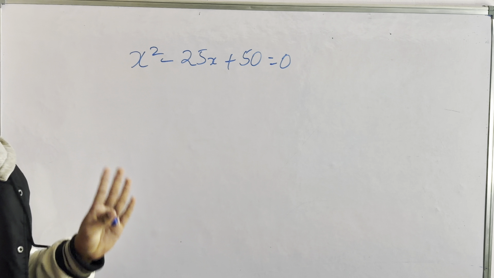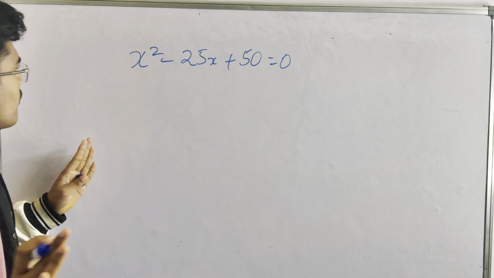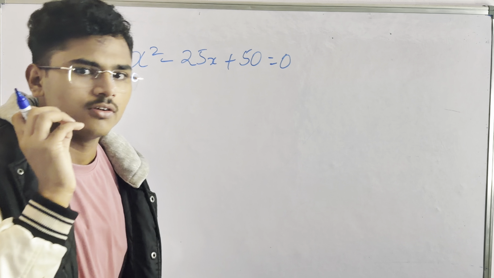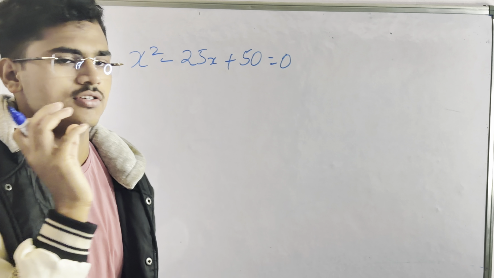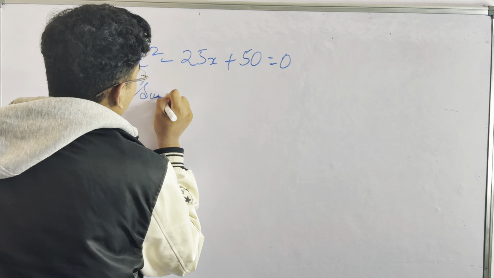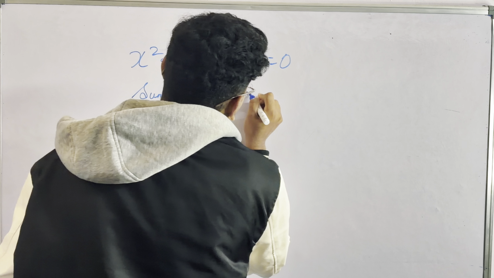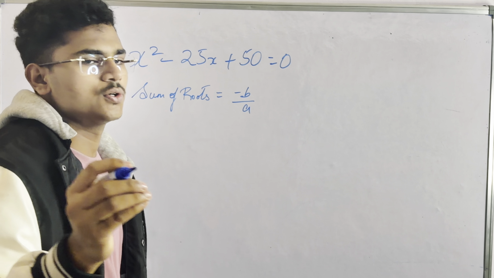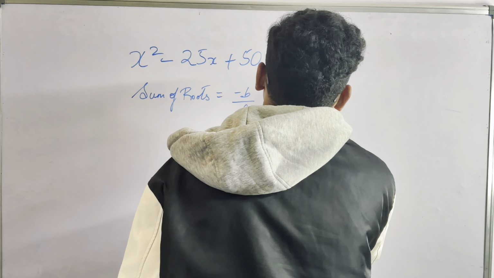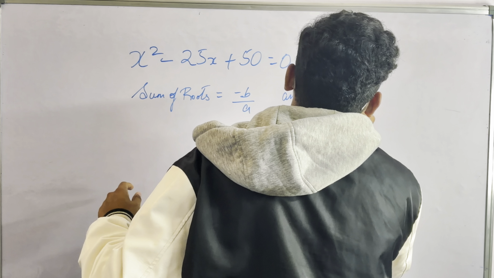You know this is the format of the quadratic equation, right? So then you should know the sum of roots. The sum of roots is equal to minus b by a, and also the product of roots.